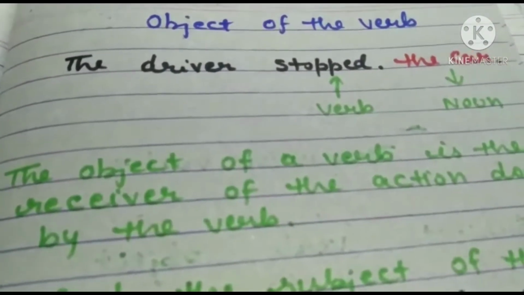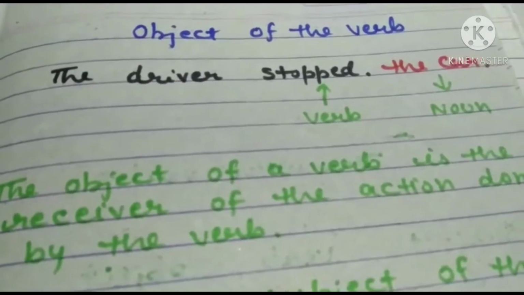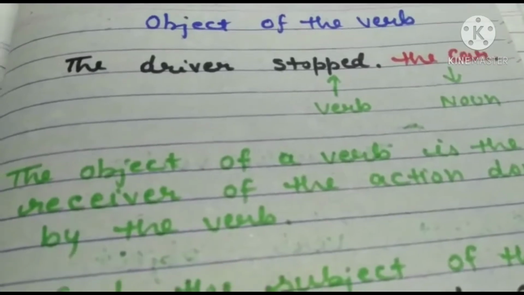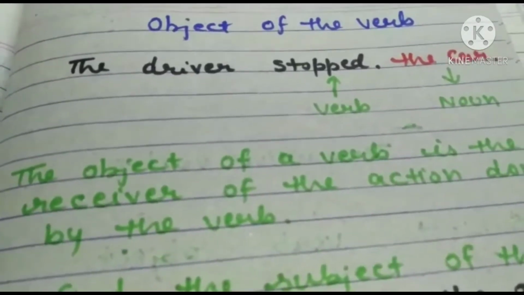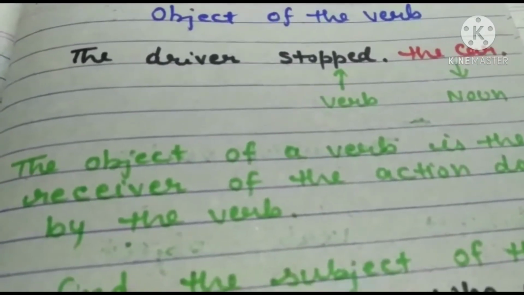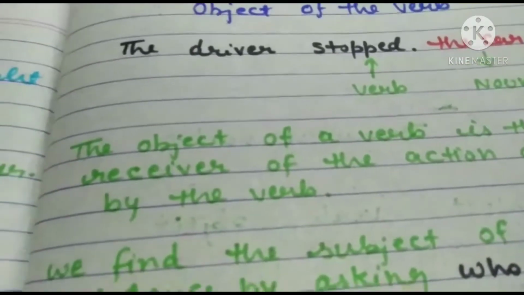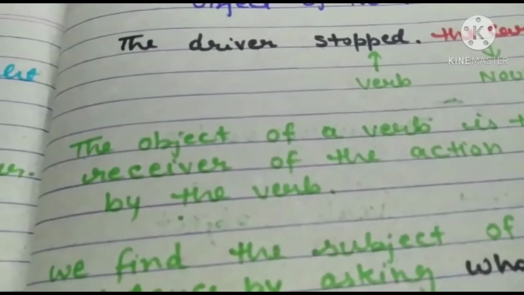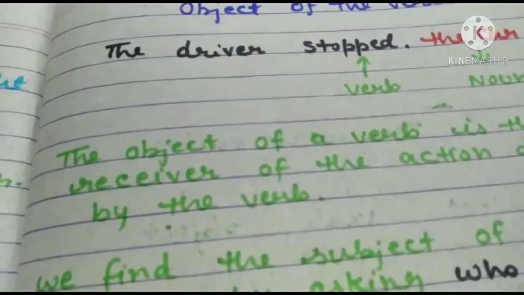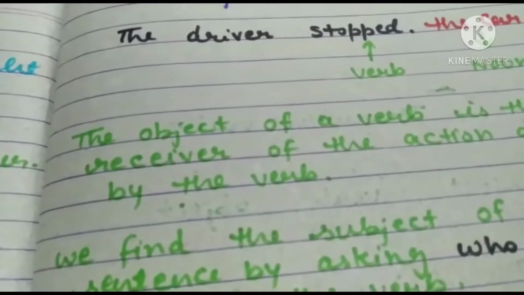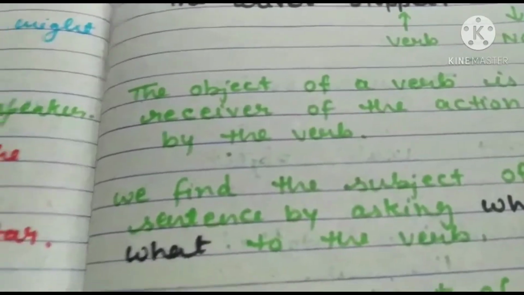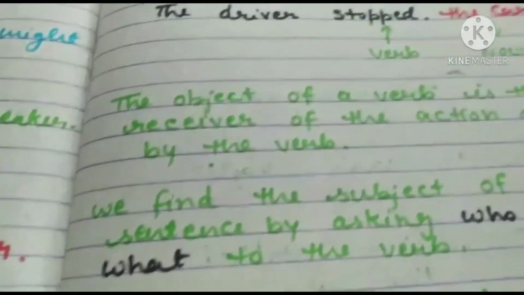Stop the car. So we sense that the noun car follows the verb stop. Is it its object? The action of stopping happens on the car. Thus the car is the object of the verb stop. The object of the verb is the receiver of the action done by the verb. We find the subject by asking who or what performs the verb, and we find the object by asking what the verb acts upon.